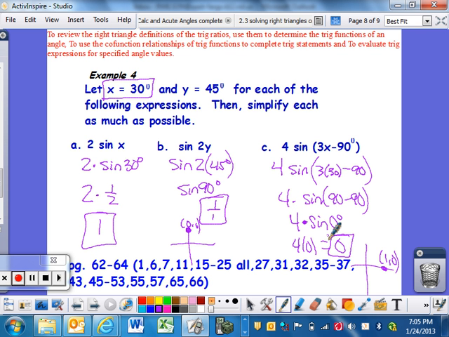So that is section 2.1. It's right triangle trig. Those are the problems that you're going to see as we work them together in class tomorrow. So I hope you have a wonderful day.